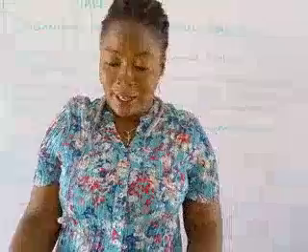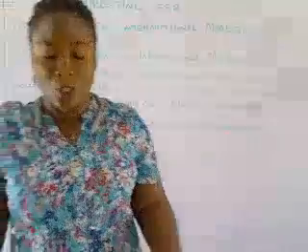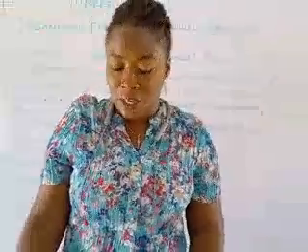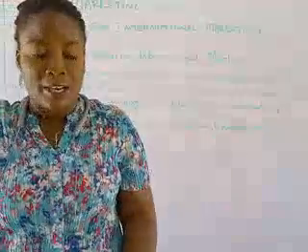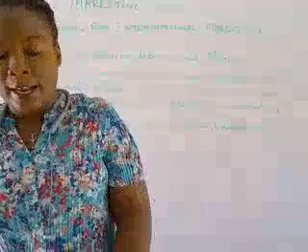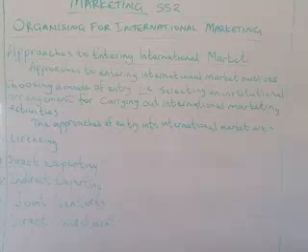Last time we met, we talked about the classes of international trade. We talked about the international trade system, that means the regulatory bodies: the WTO, the World Trade Organization; IMF, the International Monetary Fund; ITC, International Trade Center; WCO, World Customs Organization; and their duties. And now we are going into organizing for international marketing. Under this, we are going to talk about approaches to entering international markets.